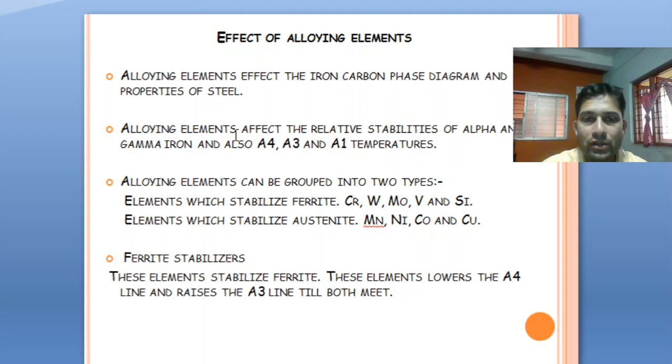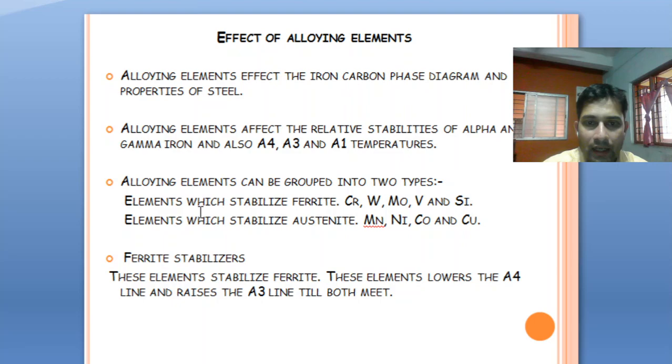However, these alloying elements can be broadly classified into two types. One is the alloying elements which stabilize the ferrite phase, and examples are chromium, tungsten, molybdenum, vanadium and silicon. Another sort of elements will stabilize the austenite phase in the iron carbon diagram, and examples for that are manganese, nickel, cobalt and copper.